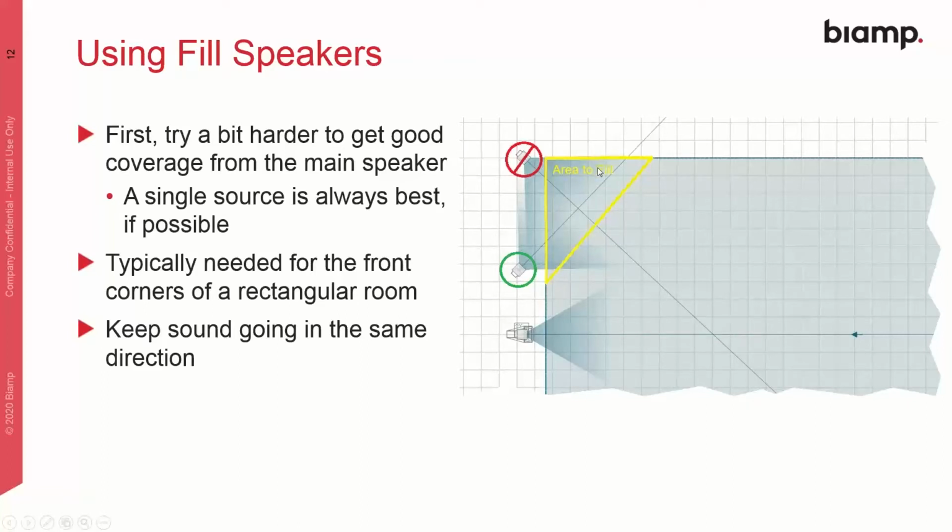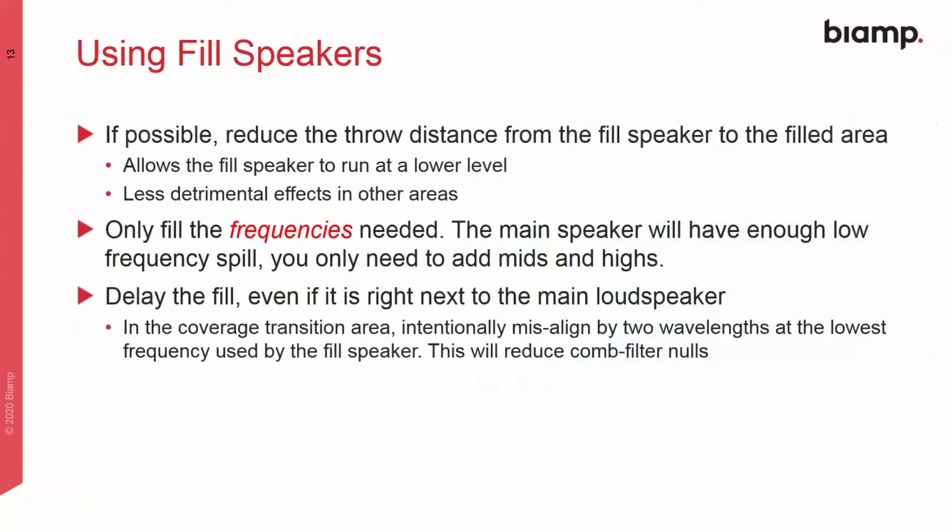In a small room, you can violate this a little bit more. In a larger room, you're going to run into timing issues. Here, out here we get a late arrival from it. If you keep sound going the same direction, your arrival times tend to work out better. If possible, reduce the throw distance from the fill speaker to the filled area. This allows the fill speaker to run at a lower level and with less detrimental effects in the other areas.